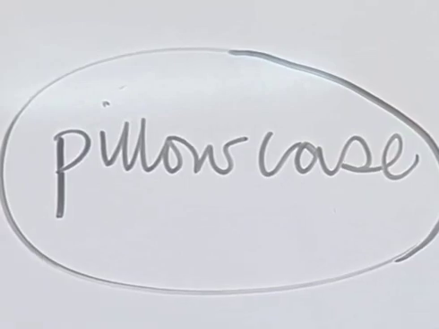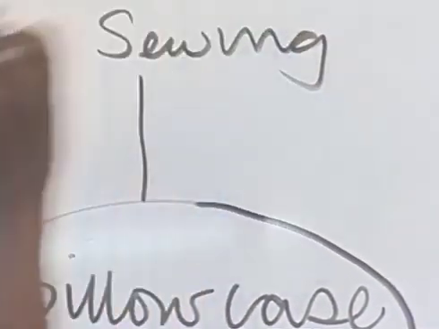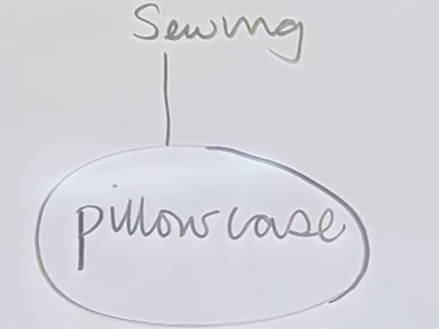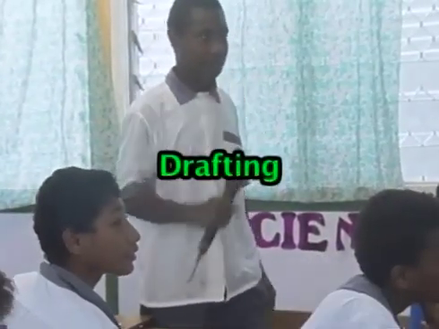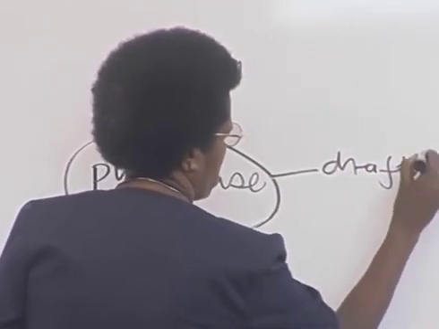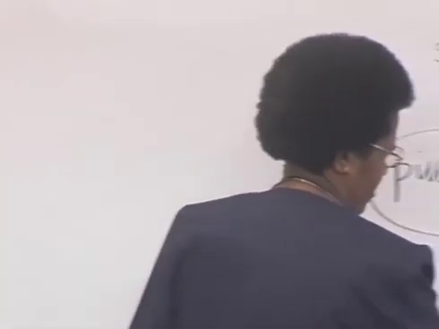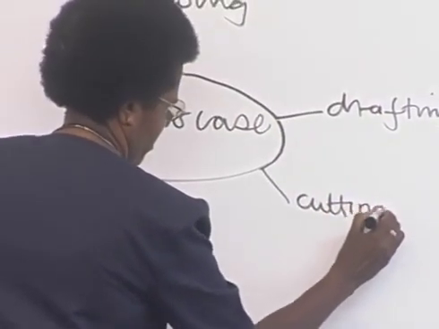Now, for example, I can say pillowcase. Okay, pillowcase sewing. That's one example, pillowcase. We did sewing. Anything else? Justin, I saw your hand. Drafting, good, drafting. Okay, Justin says drafting. Good. Sewing, drafting. What else? Tassie? Cutting. Cutting. Good.